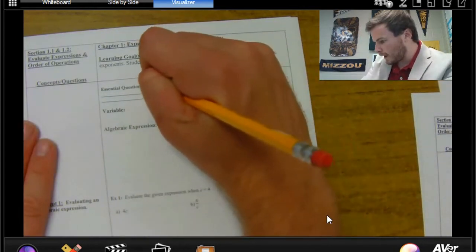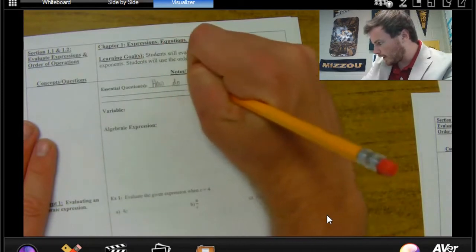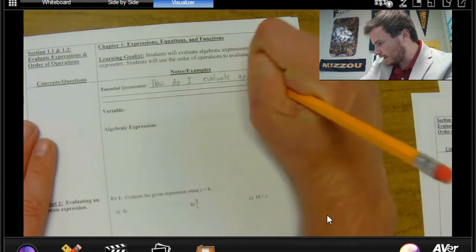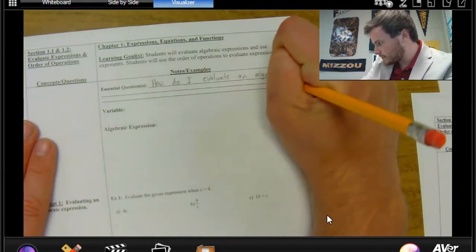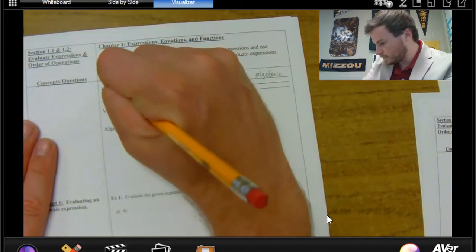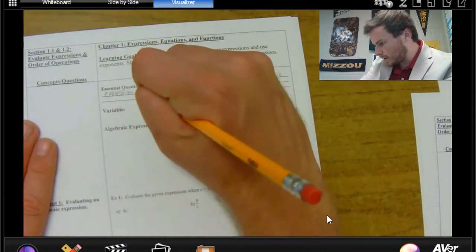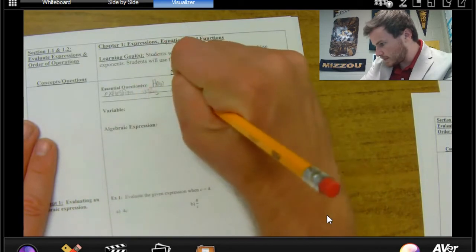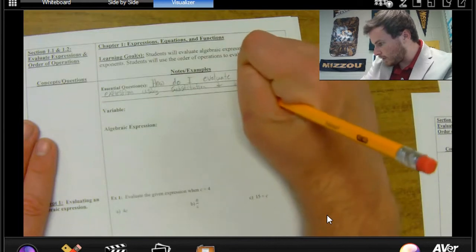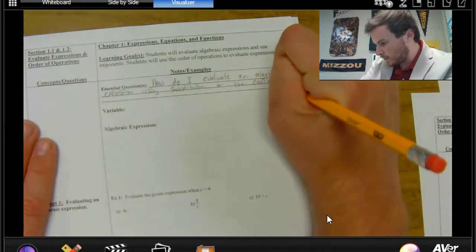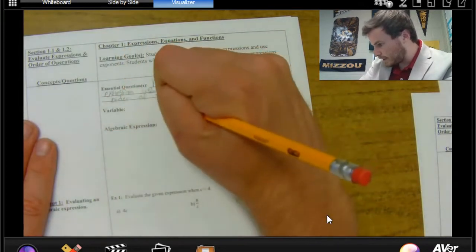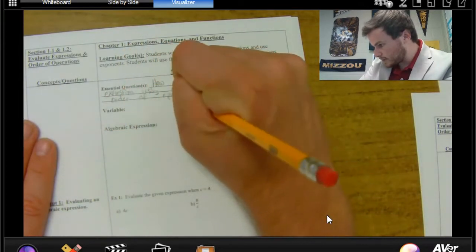So how do I evaluate an algebraic expression using substitution and the correct order of operations?